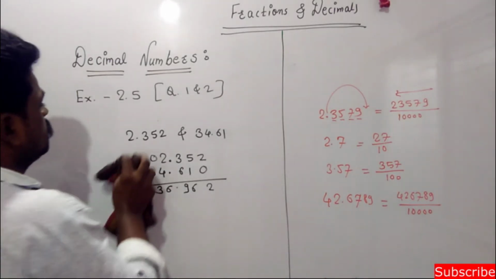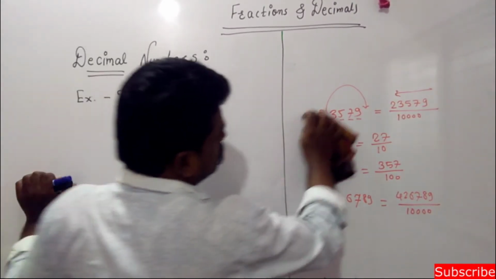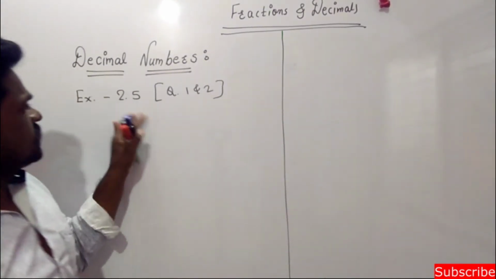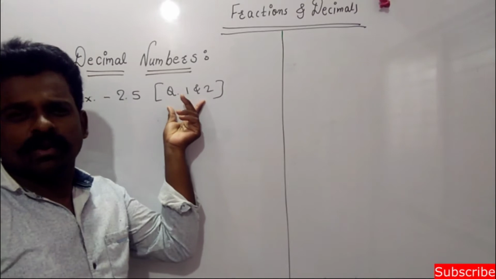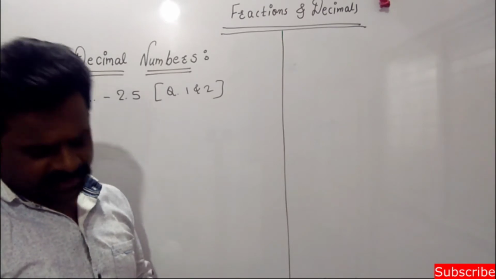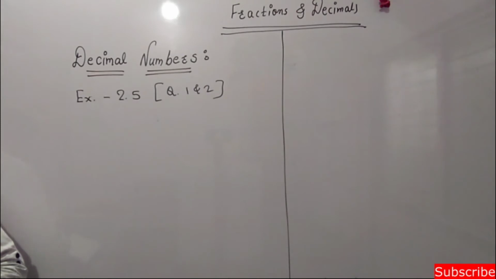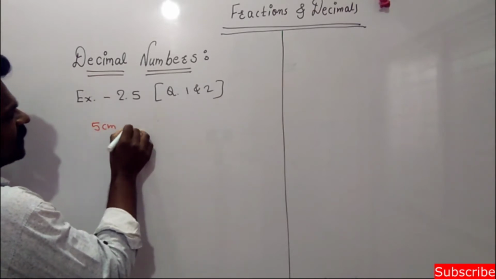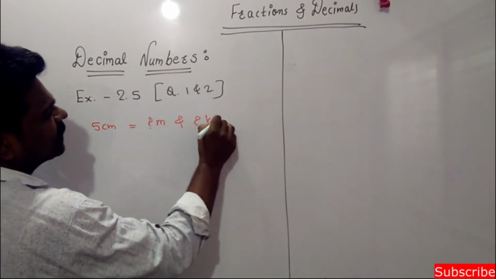Then now we'll discuss some critical level problems from exercise number 2.5. In the last video we discussed question number 1 and question number 2 from exercise 2.5. Now let us discuss question number 3. What is question number 3? Express 5 centimeter in meter and kilometer. You have to express 5 centimeter in meter, how many meters and how many kilometers are there.